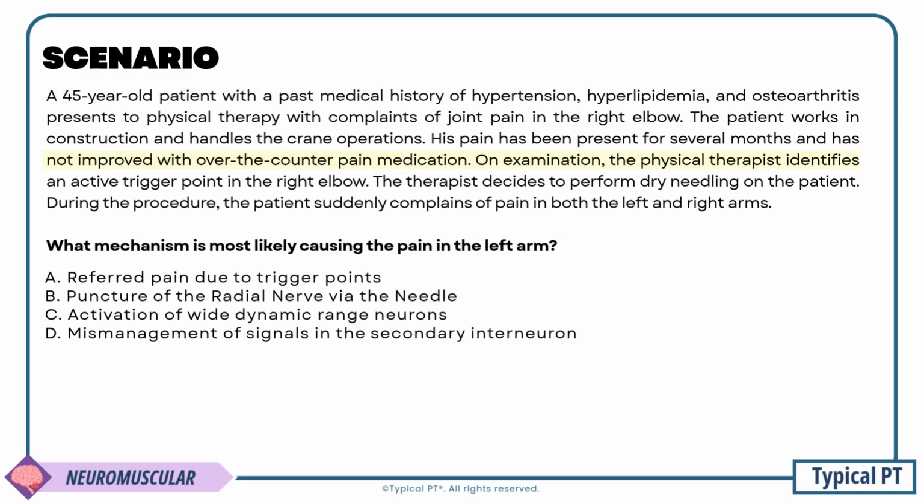On examination, the physical therapist identifies an active trigger point in the right elbow. The therapist decides to perform dry needling on the patient. During the procedure, the patient suddenly complains of pain in both the left and right arms. What mechanism is most likely causing the pain in the left arm?